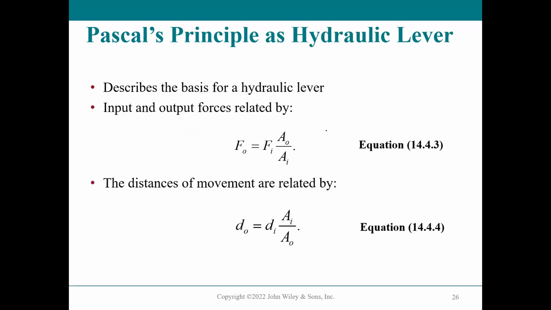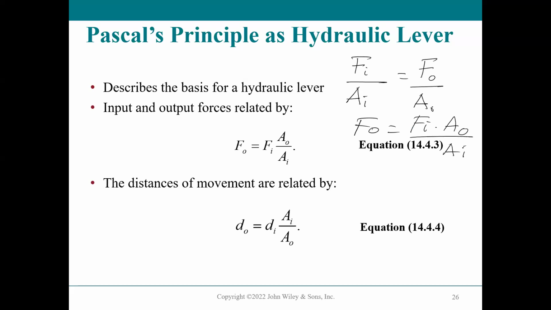So we can describe the hydraulic lever. Input and output force are related by this, it means that F input divided by area input will be equal to force output divided by area output. So we can calculate F output equal to F input times A output over A input. Index I means input and O means output.